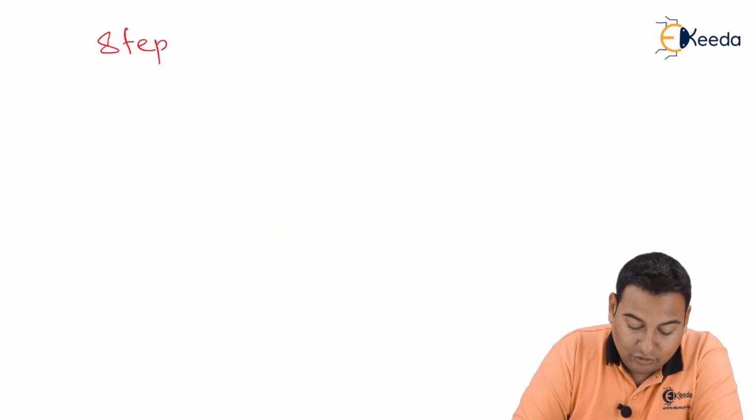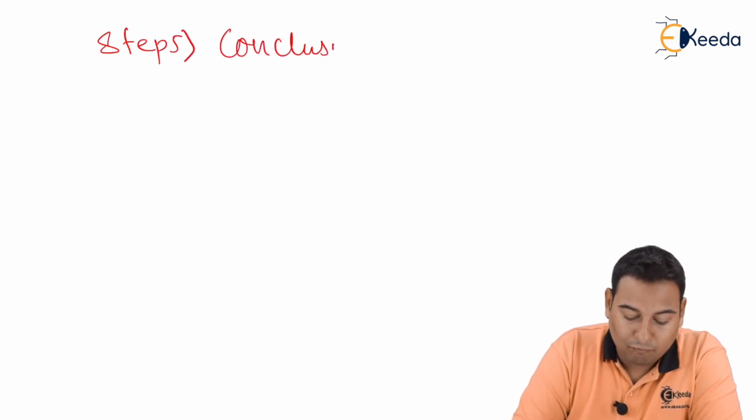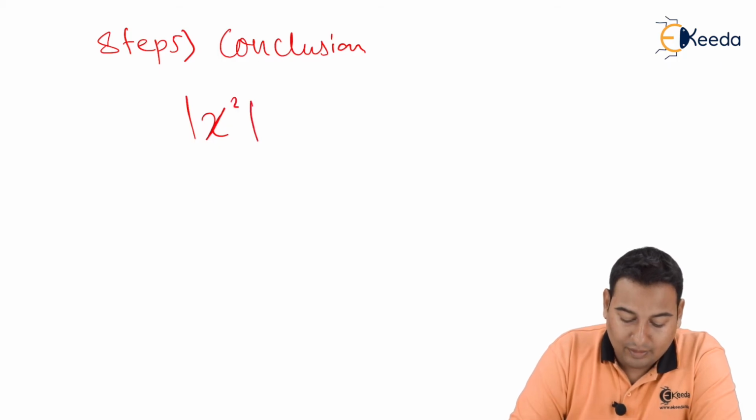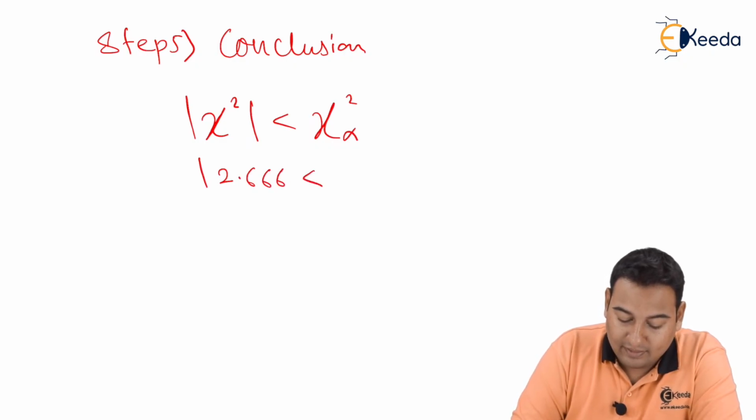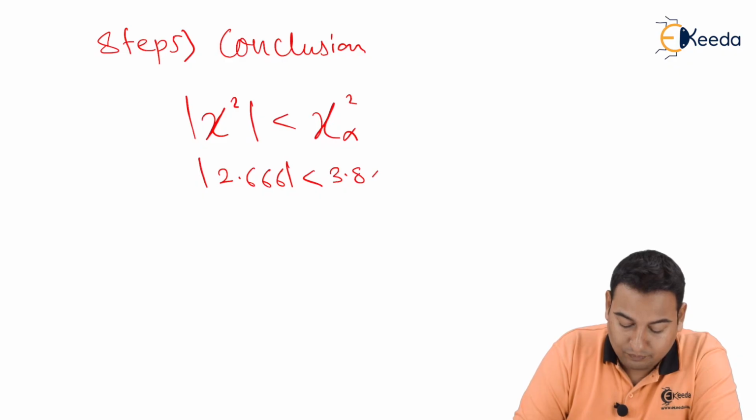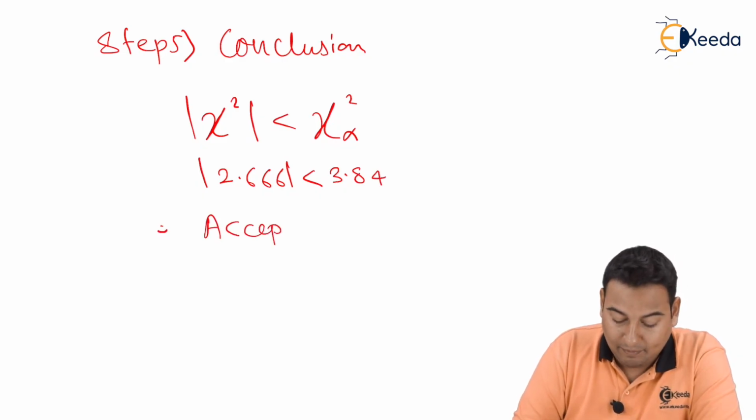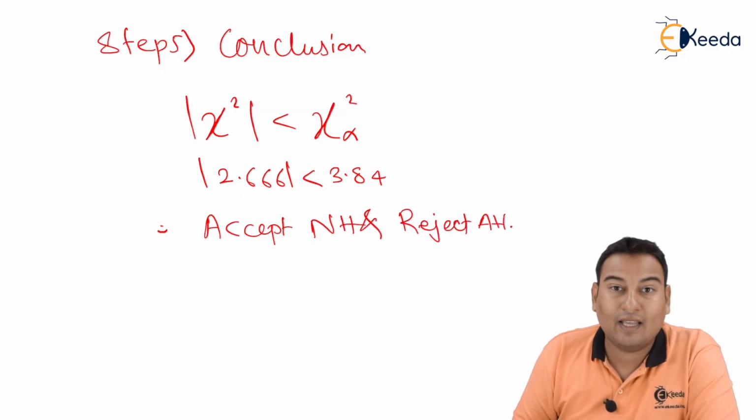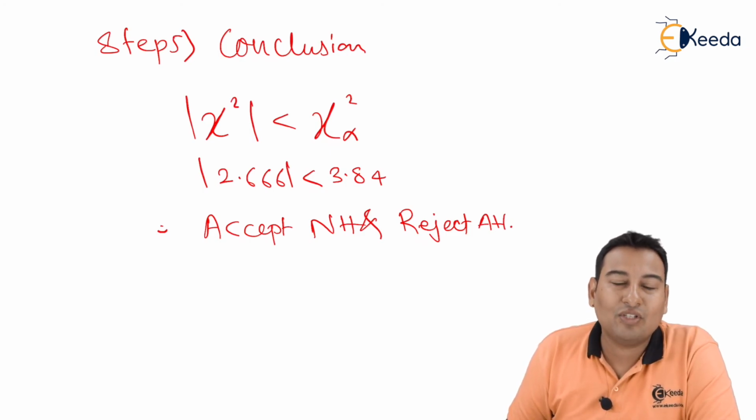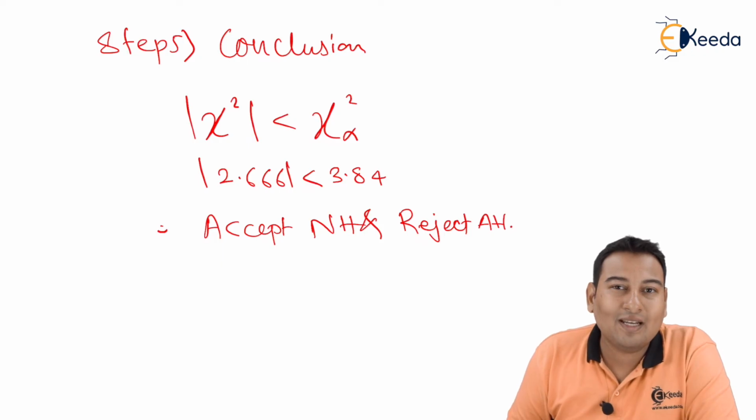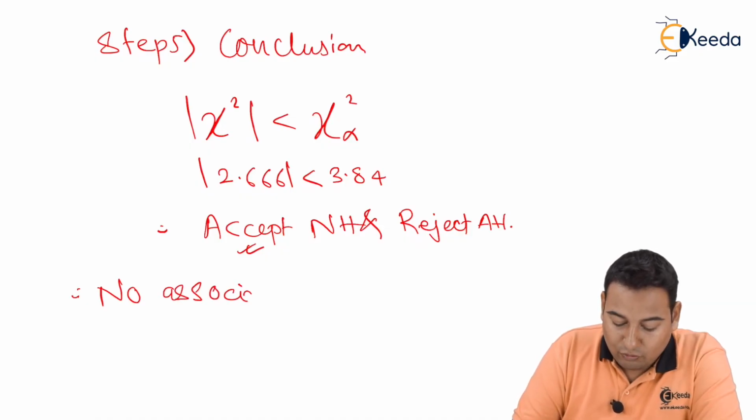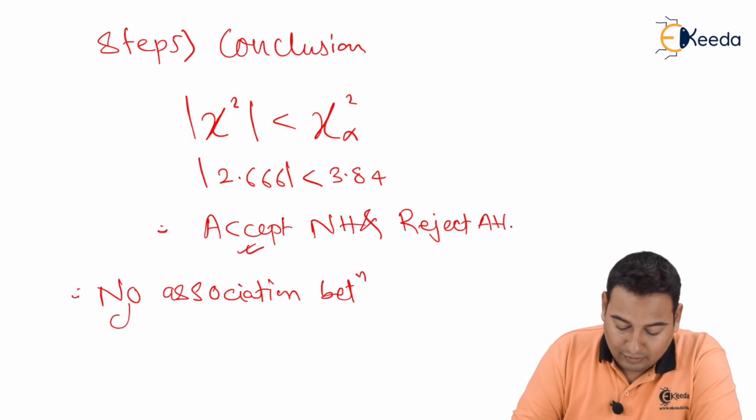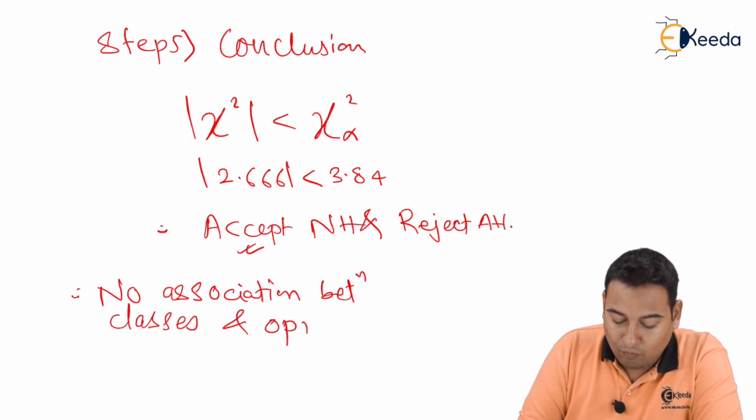Let's move on to step number 5, that is your conclusion part. Mod of chi-square is less than chi-square alpha, because mod of chi-square, 2.666, is less than 3.84. Therefore, accept NH and reject AH. We are accepting the null hypothesis. And what was the null hypothesis? No association between classes and opinion, and we are accepting it. So the conclusion is no association between classes and opinion.